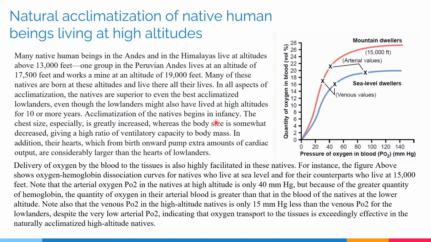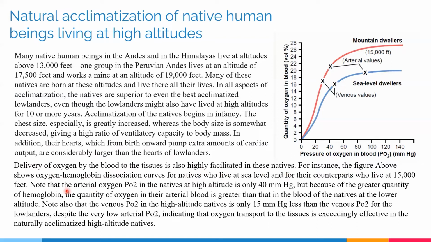Acclimatization of natives begins in infancy. The chest size especially is greatly increased, whereas the body size is somewhat decreased, giving a high ratio of ventilatory capacity to body mass. In addition, their hearts, which from birth onward pump extra amounts of cardiac output, are considerably larger than hearts of lowlanders. Delivery of oxygen by the blood to the tissues is also highly facilitated in these natives.